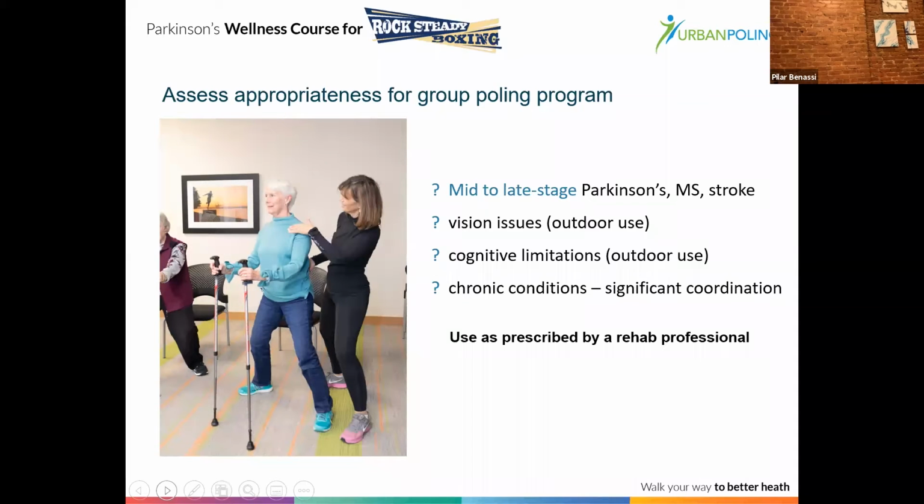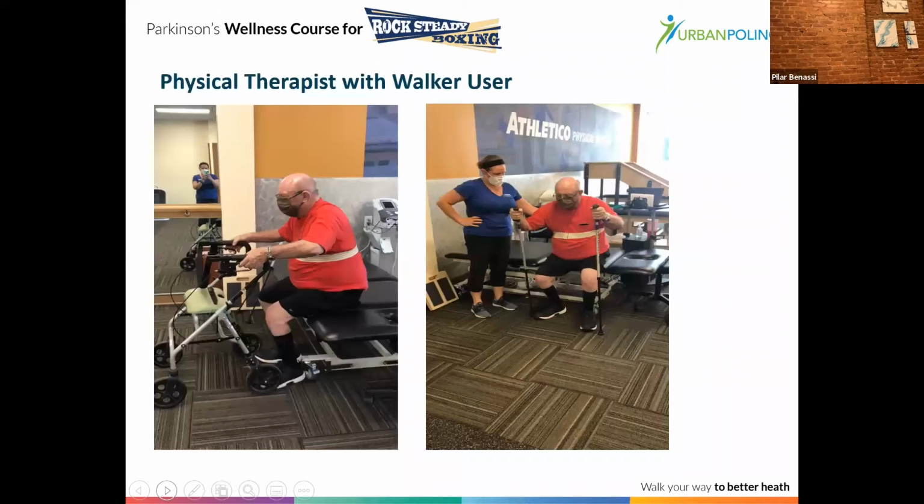Cognitive limitations, we talked about people just having enough judgment to decide in terms of how far they can go, or you can provide parameters for them. And again, we had talked earlier about the coordination. So those are outlined in the manual as well.